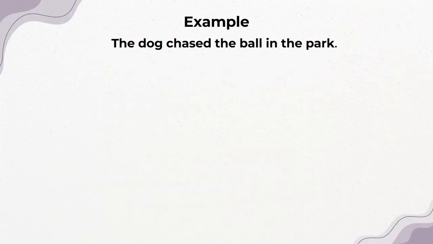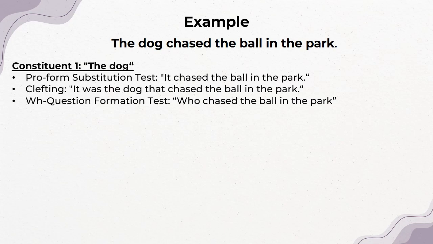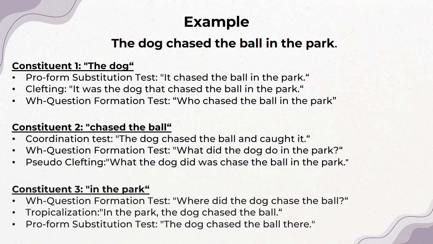To make things more clear, here's an example. In this example, there are 3 constituents, and I'm going to prove each one with 3 different constituency tests. The dog chased the ball in the park. The first constituent is the dog. Using the pro-form substitution test, it will be, it chased the ball in the park. Using clefting, it will be, it was the dog that chased the ball in the park. Using the WH question formation test, it will be, who chased the ball in the park?